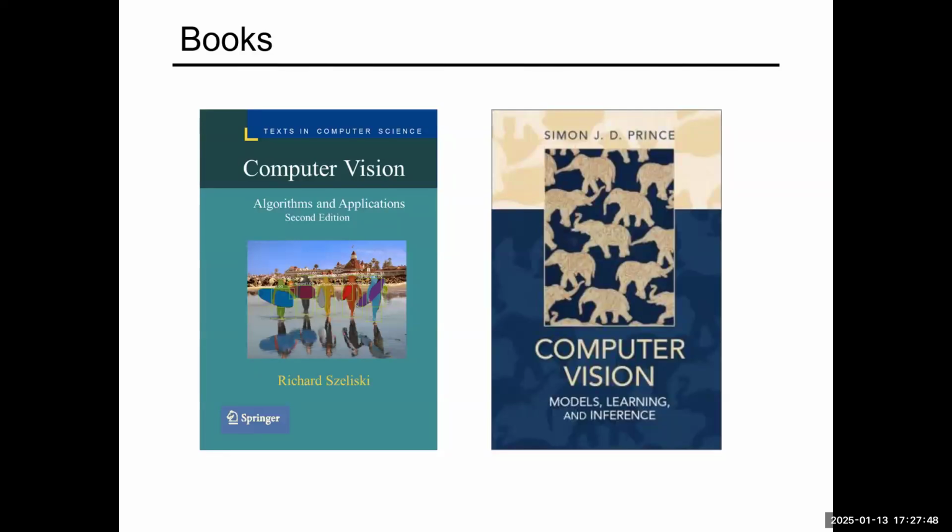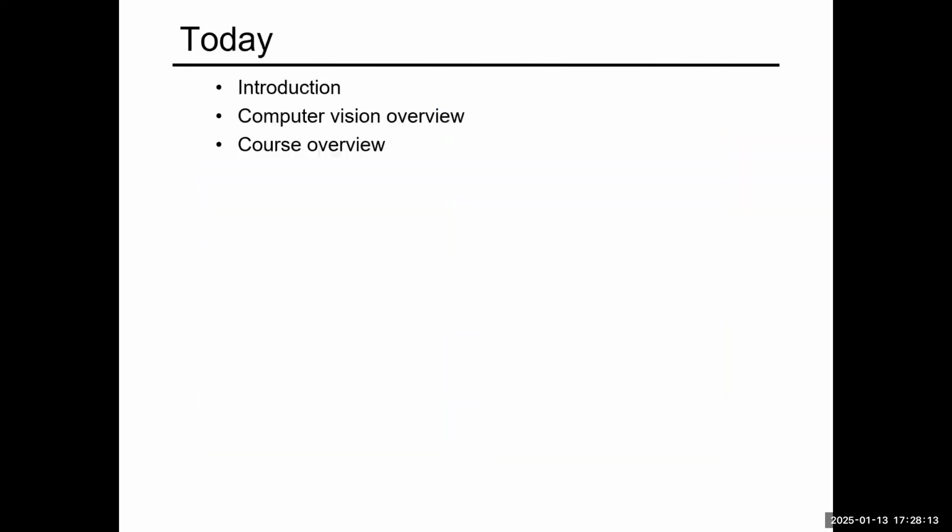So those are the two books I was telling you about. This is the first book, Computer Vision: Algorithms and Applications, and this is Computer Vision: Models, Learning, and Inference. Those two books are available for free. You can download the soft copy from Canvas. But again, we are not using any of them as a textbook. Those are good references.